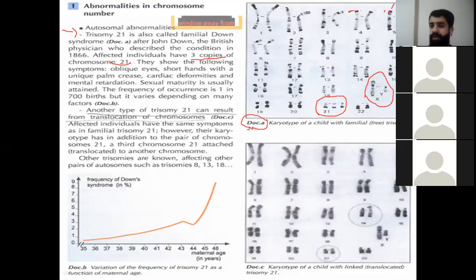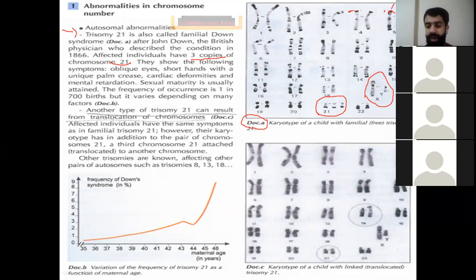XY. XY. So very good. So this individual who we made, since it has XY as sex chromosomes, and the additional chromosome, n plus 1 equals 47, comma XY. So this is the chromosomal formula. So here we have an additional chromosome, while another type of trisomy 21 can result from translocation of the chromosome.